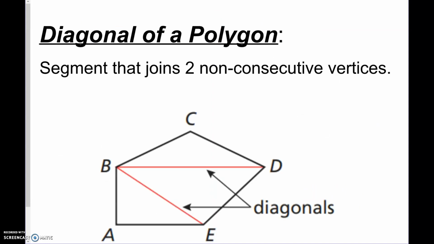All right, what is the diagonal of a polygon? So a diagonal is a segment that joins 2 non-consecutive vertices. So if we connect B to C, that is not a diagonal because those are consecutive. But if you look at B and D, those are non-consecutive. So when we connect B to D, this is considered a diagonal.